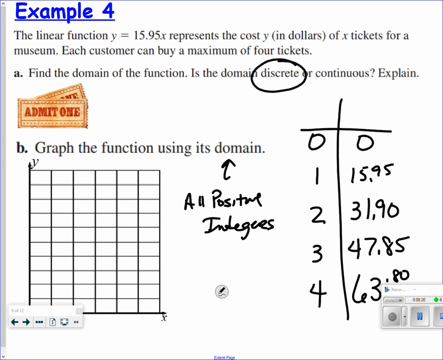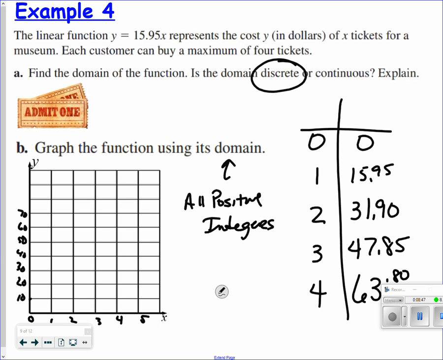And so graphing this, and again, this gets a little more complicated. I'm going to go 0, 1, 2, 3, 4, 5. So again, going across the bottom, the number of tickets. Going up would be the cost of those tickets. And I'm going to go by tens: 10, 20, 30, 40, 50, 60, 70. And again, this is discrete, so don't connect the dots.